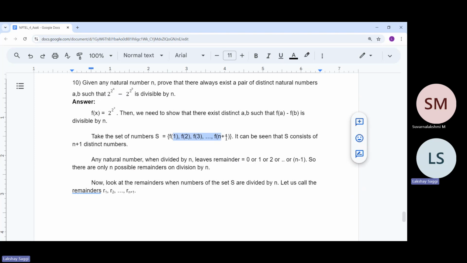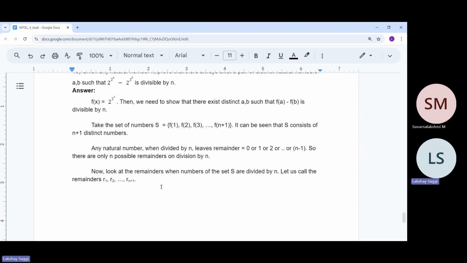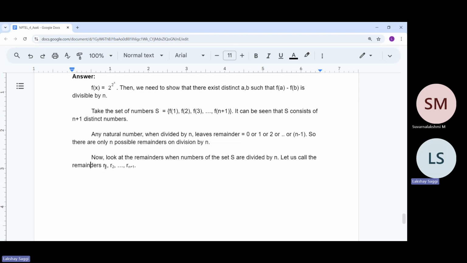When f1 is divided by n, let's say it leaves remainder R1. When f2 is divided, it leaves remainder R2. And when the last one is divided, let's call it Rn plus 1. So there are n plus 1 remainders here, R1 till Rn plus 1. But we know that only n possible remainders are possible on division by n. But these are n plus 1 numbers, so they leave n plus 1 remainders.